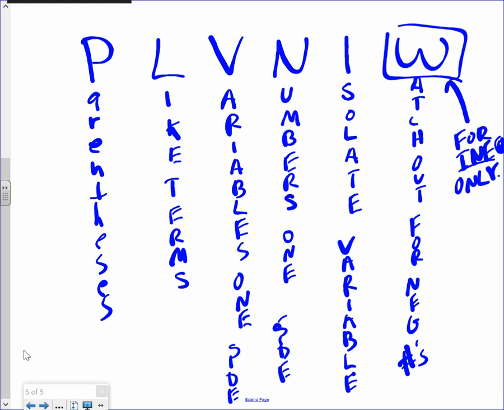For inequalities only. Let me make that a little more clear here. Watch this. I'm abbreviating inequalities, INEQ. For inequalities only. So only worry about the ice water, the water, for inequalities only, but the ice goes for everything else.